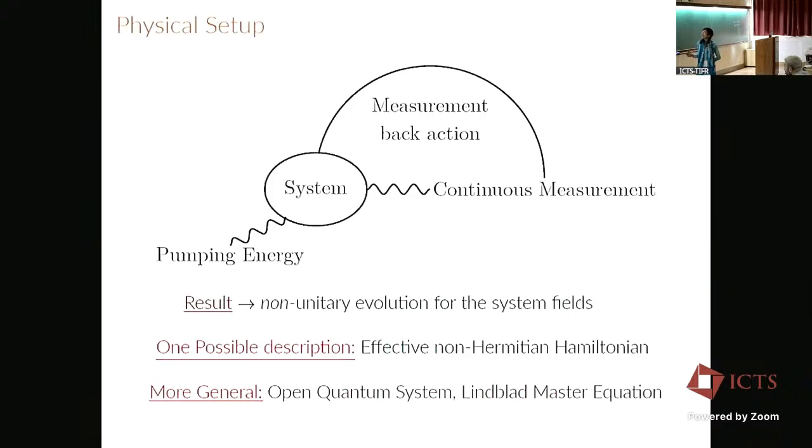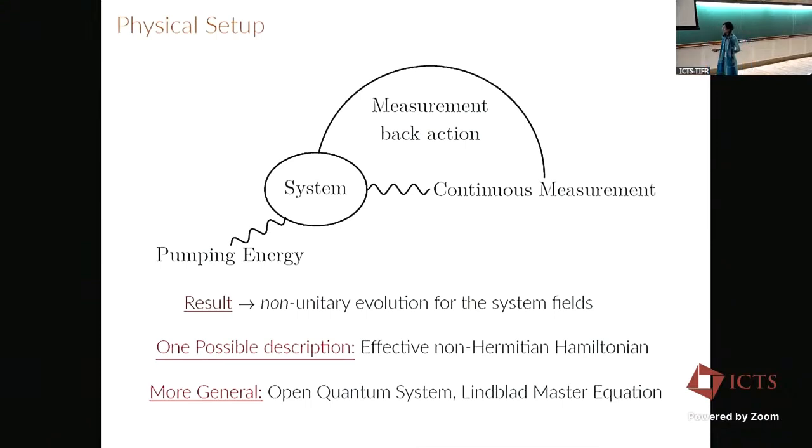So first I will describe the physical setup of the problem. We have a quantum system, and we are pumping energy into the system, and it is subjected to continuous monitoring. Due to this continuous measurement, there will be some measurement back action which feeds back to the system, and this will lead to non-unitary evolution of the system's states. One possible description, if we want to describe the system's properties using a Hamiltonian, would be an effective non-Hermitian Hamiltonian.